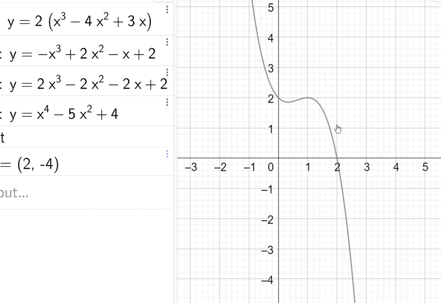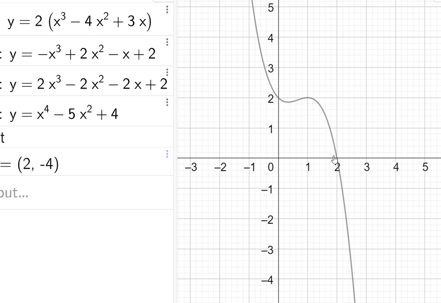And what else can I read about it here? I can see that it crosses the y-axis. Its y-intercept is going to be at 2. And I can see that that means that the constant on the end of my cubic is going to be 2. So the same thing that we knew about our quadratic functions, that the constant on the end gives us the y-intercept, is still true with cubic equations.